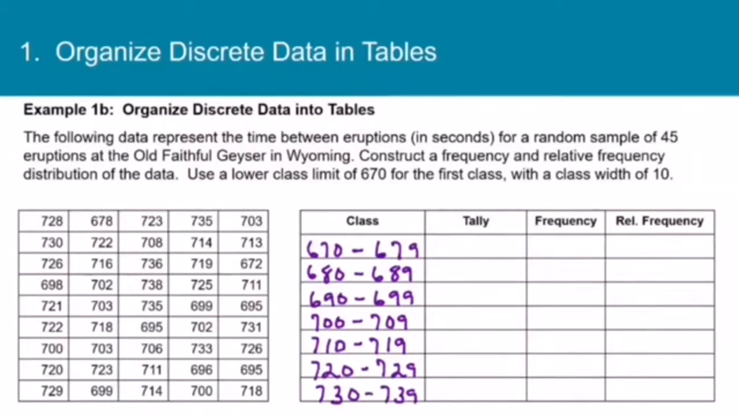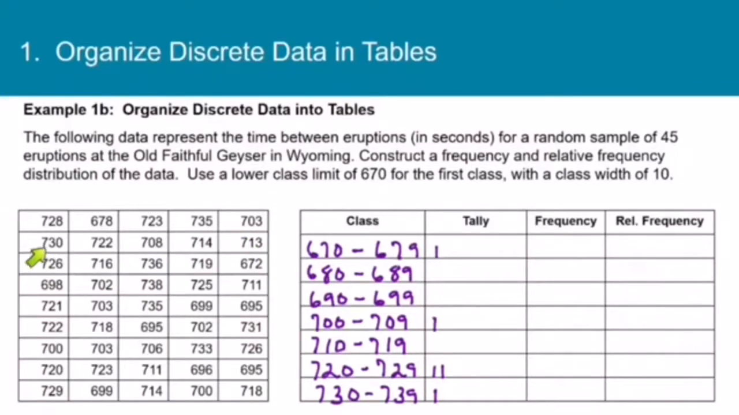Okay, now let's tally the data. And I'll do the first few rows with you, and then you can do the rest. So here I have 728. 728 is going to fit into this next to last class. Then I have 678. That's going to fit into this first class. Then 723 fits here. 735 fits here. And 703 fits here.